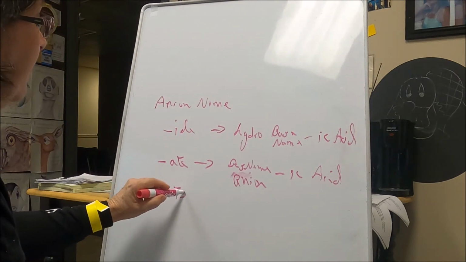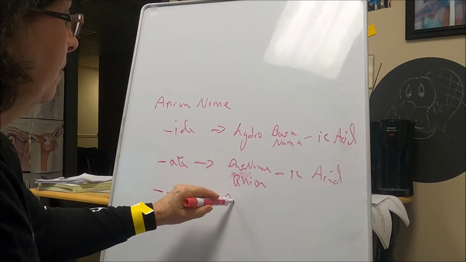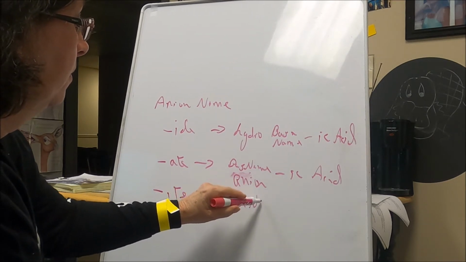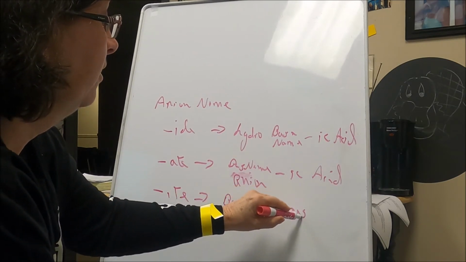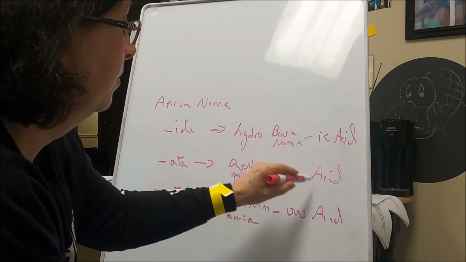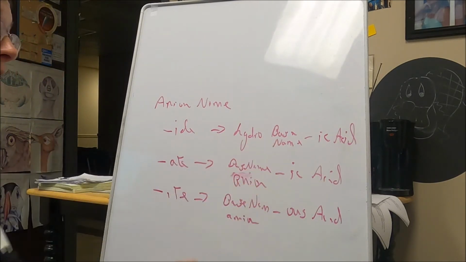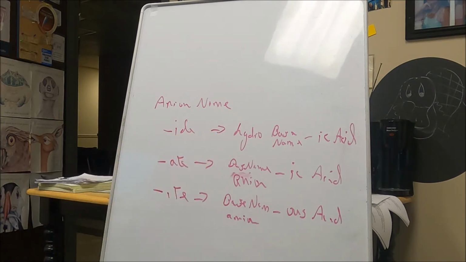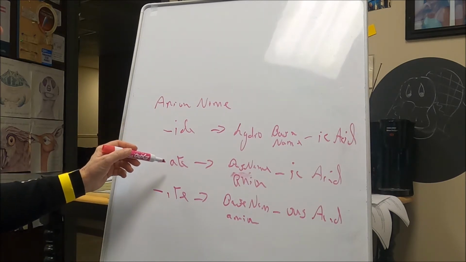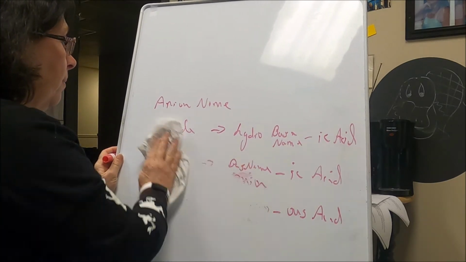If it has an ite ending, we go base name of anion plus ous acid. So you change the ending to ic or ous. And if the anion ended in ide, you slap hydro on before. So ide, ate, and ite. So we're going to look at some examples here.